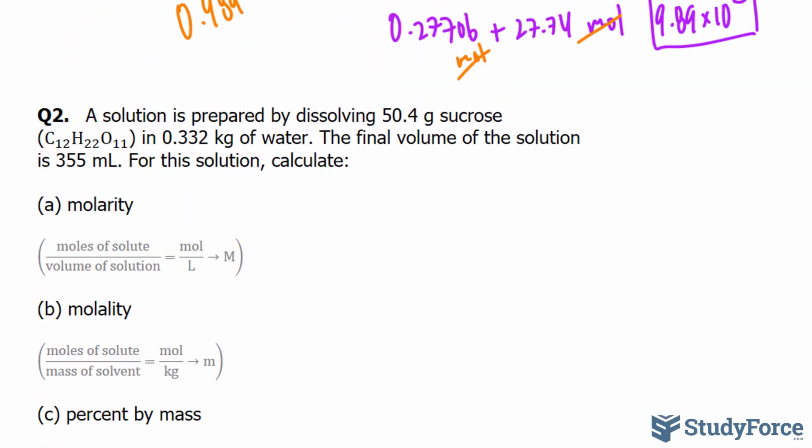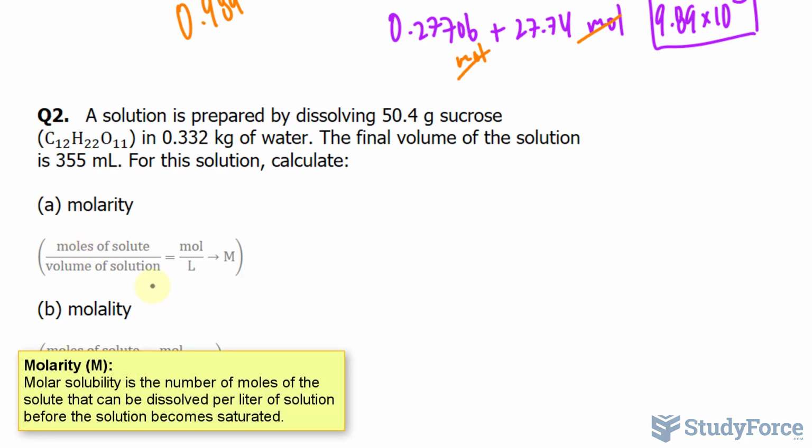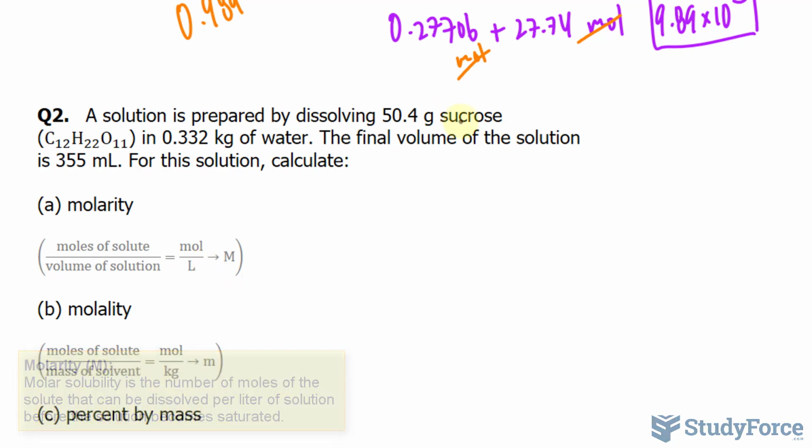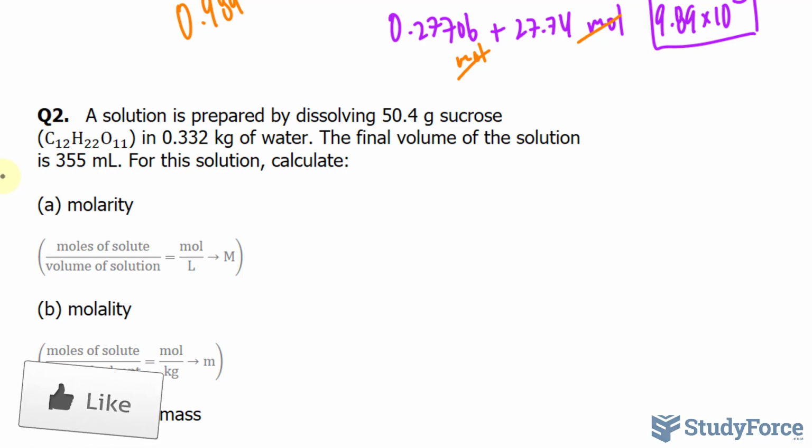Let's begin with molarity. I've written down the definition of molarity. It's the moles of solute per the volume of solution, and we represent it with this M letter. So let's begin by finding the moles of the solute. The solute here is sucrose. It's what's being dissolved in the water. To find the moles of sucrose, we have to start by calculating the molar mass of sucrose. Luckily for us, they've provided the molecular formula. So I'll start by finding the molar mass of one molecule of sucrose.